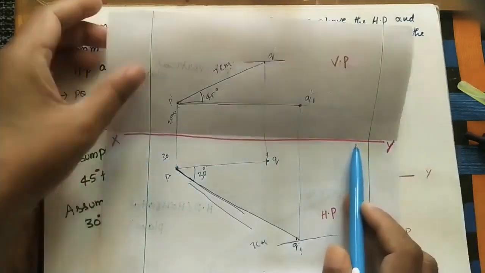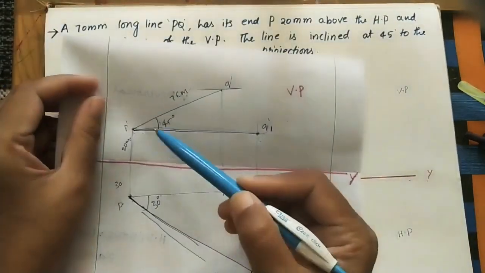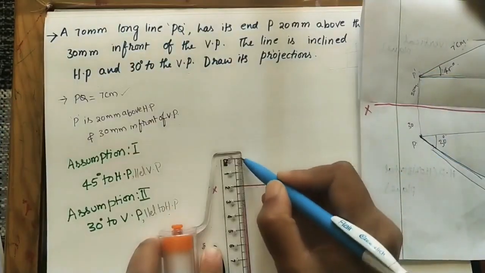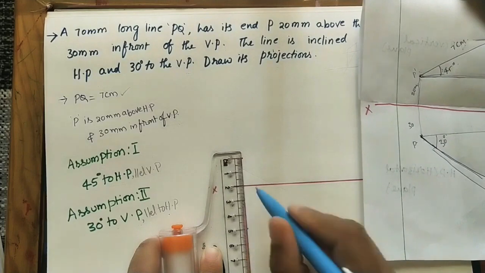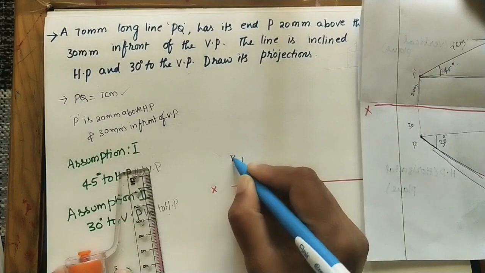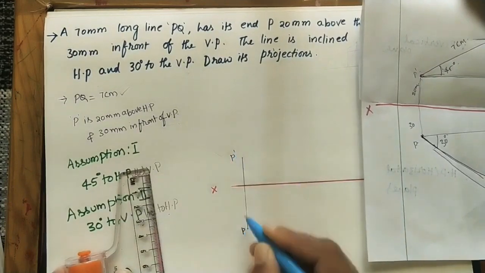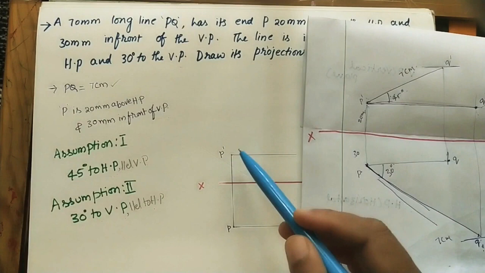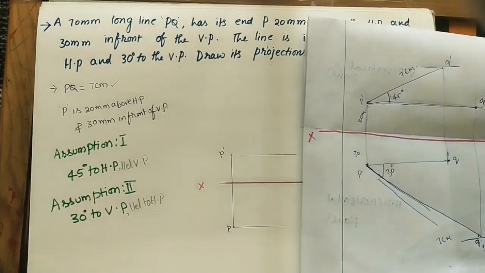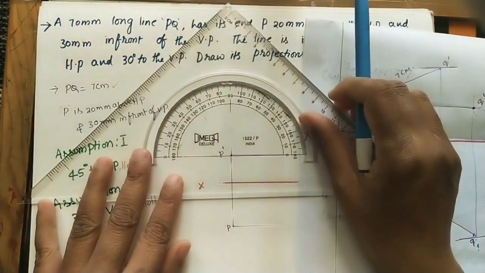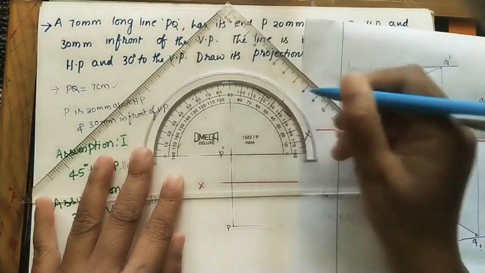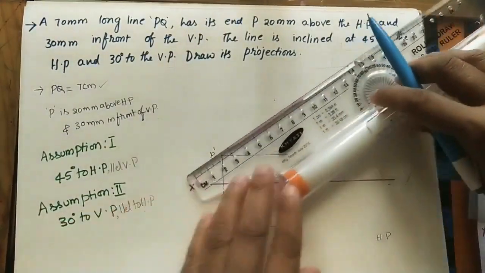Do the XY line of any length. Here I already did the XY line. Mark P dash and P points. P dash is 20 and P is 30. Mark P dash and P in small letters. After marking P dash and P, just do lines up to some length here for taking the angle. Okay, 45 degrees and 30 degrees. At P dash take 45 degrees. In that direction take 7 centimeters.